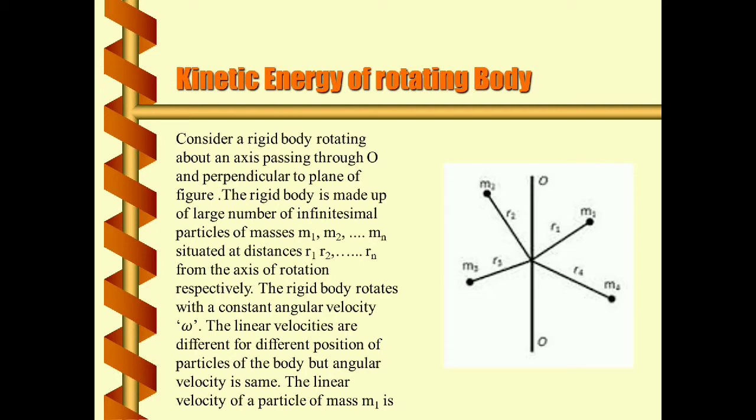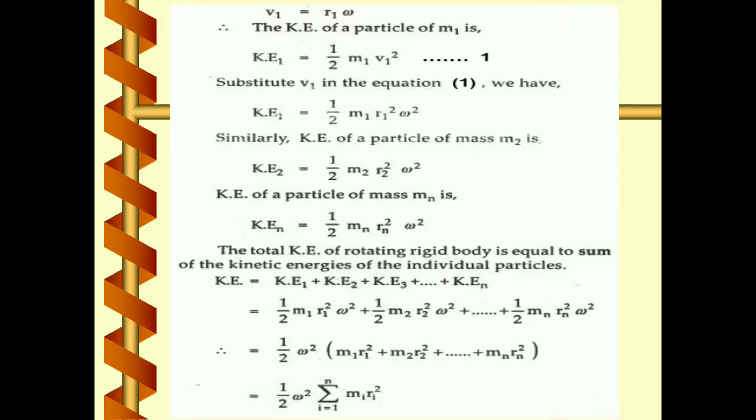Okay, so we already know the relation between linear velocity and angular velocity. The relation is commonly v equal to r omega. For the first particle, which is having mass m1, the velocity will be v1 equal to r1 omega.